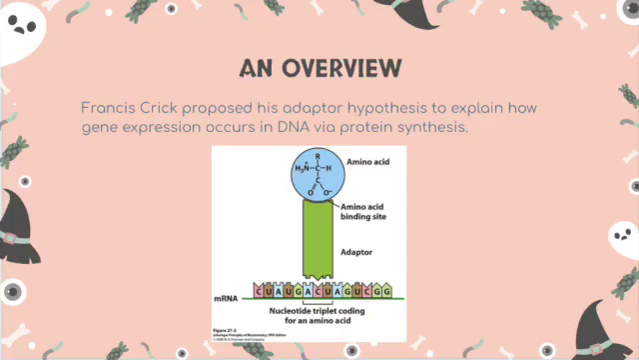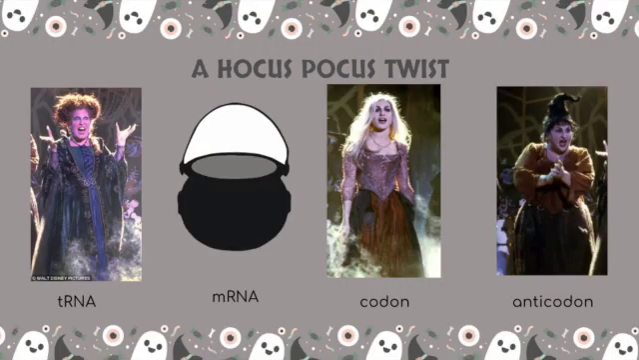In the 1950s, Francis Crick proposed his adapter hypothesis to explain how gene expression occurs in DNA via protein synthesis. This meant that RNA molecules act as the adapters that recognize the amino acids once they receive them. From there, the RNA works with the messenger RNA, also known as mRNA, for base pairing, and the adapters add to the polypeptide chain.